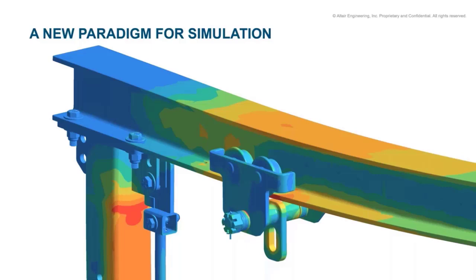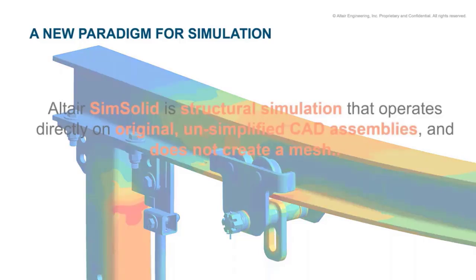simulation model. But SimSolid, which is the tool we are introducing today, is also a structural simulation tool. In contrast to traditional finite element-based tools, we're operating directly on the original unsimplified CAD. The CAD can be single parts, but it can also be huge assemblies with hundreds or even thousands of parts. And we do not create a mesh, but instead we apply the numerical equations directly based on the geometric definitions in the CAD.